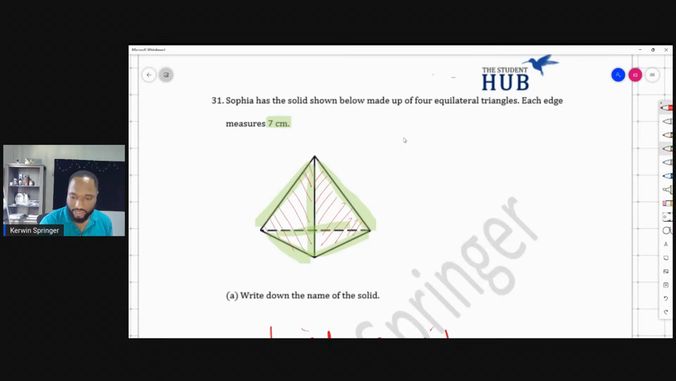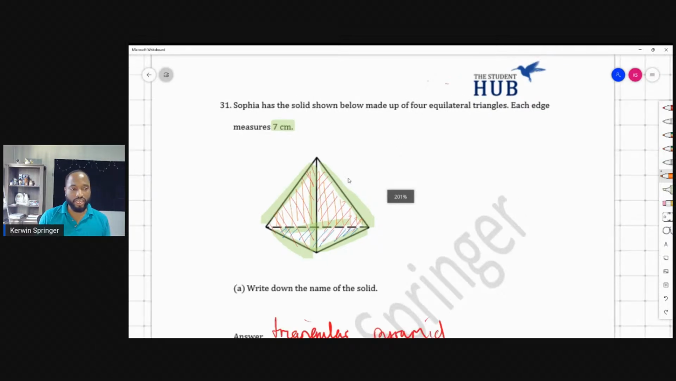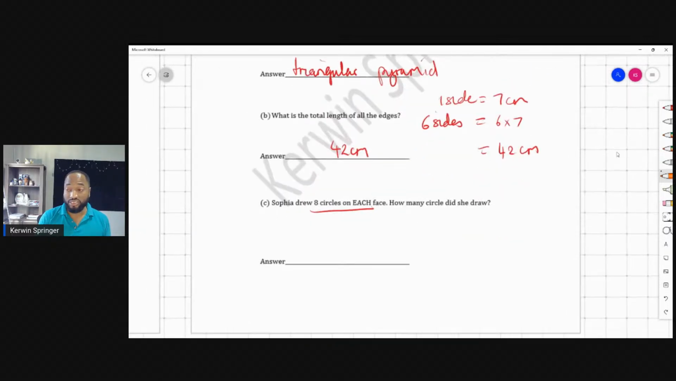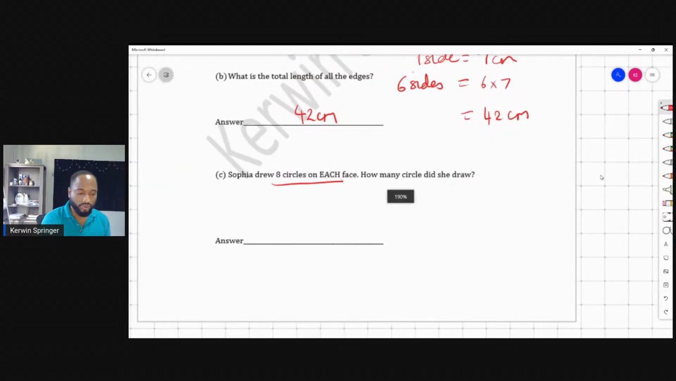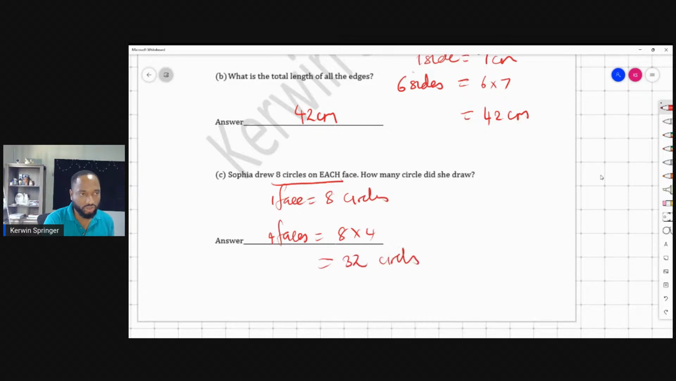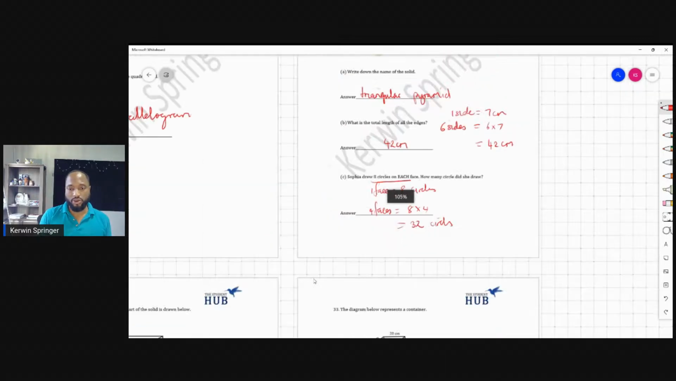We have the base. The base is the face that's underneath there, 3. And then it seems like we have a big triangle in the background. You all see the big triangle in the back there? That's the 4th face. So we have 4 faces, and she's drawing 8 circles on each face. So one face is equal to 8 circles. Therefore, 4 faces would be equal to 8 times 4, equal to 32 circles. Let's go.